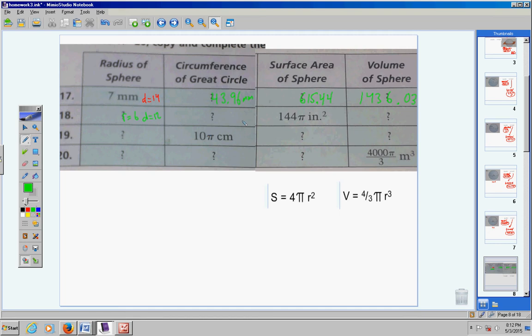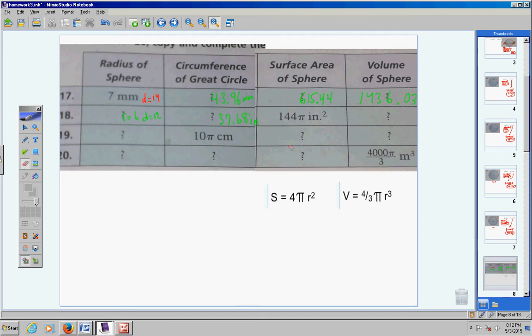So here we go. We're going to find the circumference of the great circle. Circumference is pi d, and the diameter is 12. So 3.14 times 12. Grab my calculator real quick here. 3.14 times 12 is 37.68. And we're dealing with inches. See that right here? Inches. Alright, there we go.